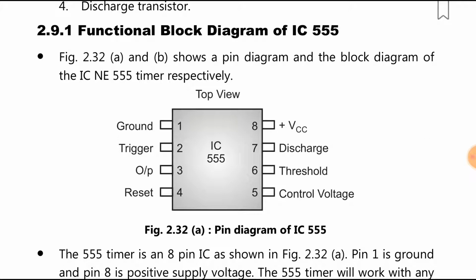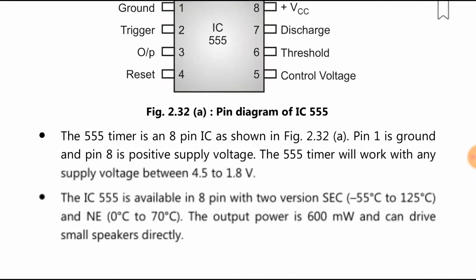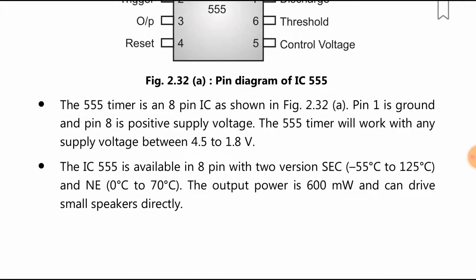Number 1 pin is ground pin. Number 2 is trigger. Number 3 is output. Number 4 is reset. Number 5 is control voltage. 6 is threshold. 7 is discharge and 8 is plus VCC. So it is a pin diagram of IC555.